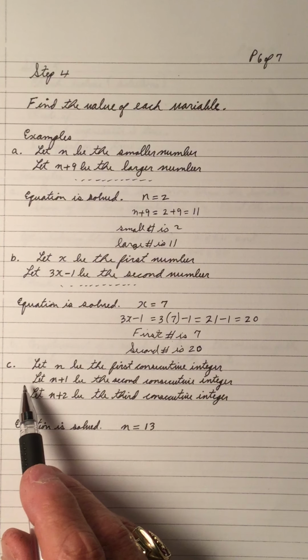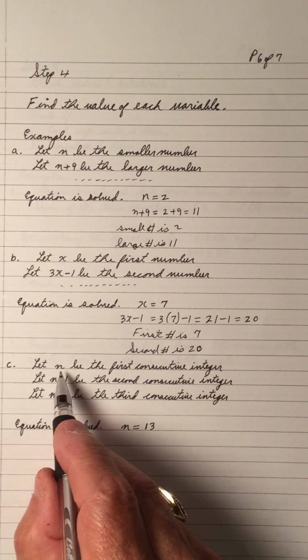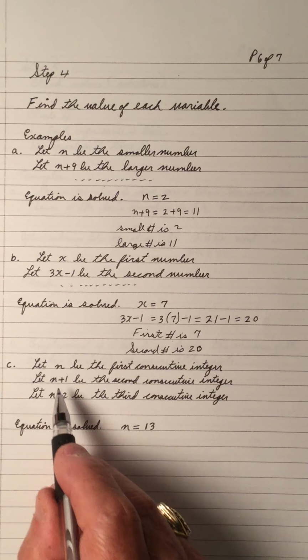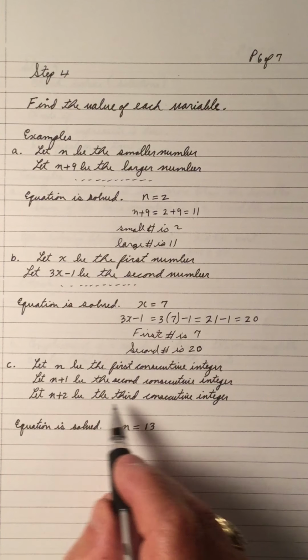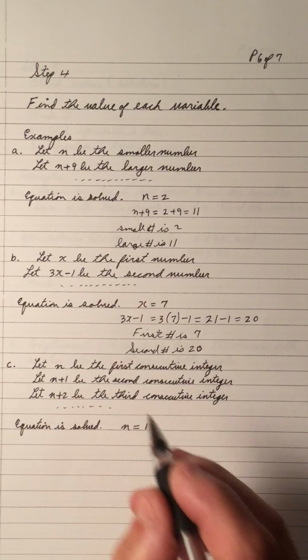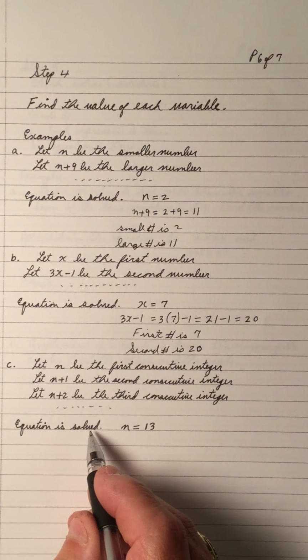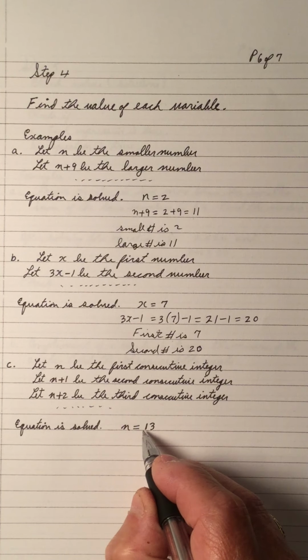C, this time I have 3. I have consecutive integers. Consecutive integers are n, first one, n plus 1 is the second one, n plus 2 is the third consecutive. So we have an equation. There it is. And pretend we see it. We solved it out, pretend. And we came up with n equals 13.